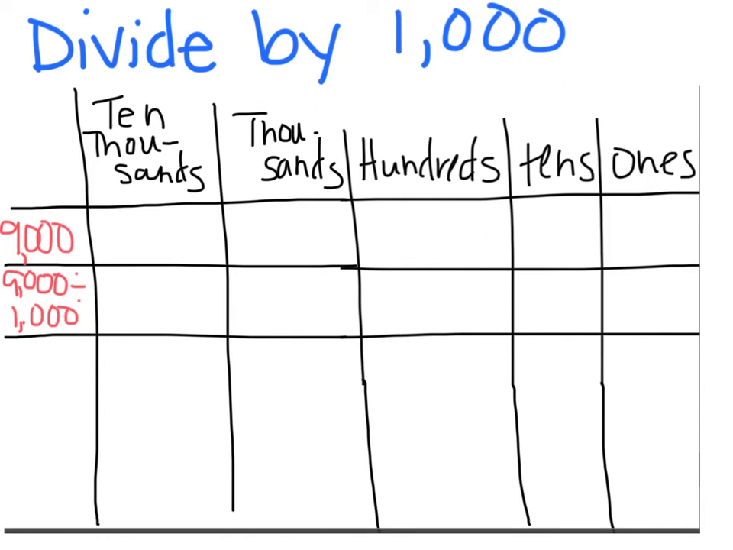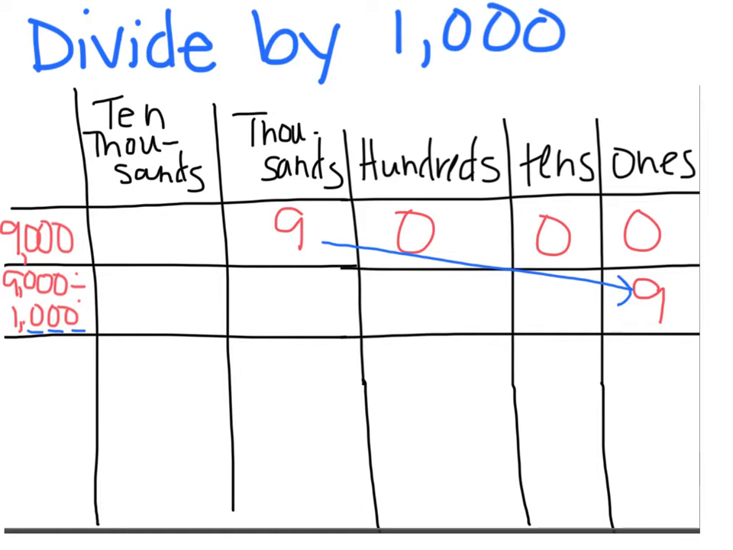Let's divide by 1,000 to finalize the pattern. So if we have 9,000, we're going to represent that in our place value chart as a 9 in the thousands place, followed by zeros in the hundreds, tens, and ones. We can think of 9,000 as 9 groups of 1,000. So by dividing 9,000 by 1,000, we get an answer of 9. So as you'll see, with our 3 zeros in place, we're going to move our 9 over 3 places to the right in the place value chart.